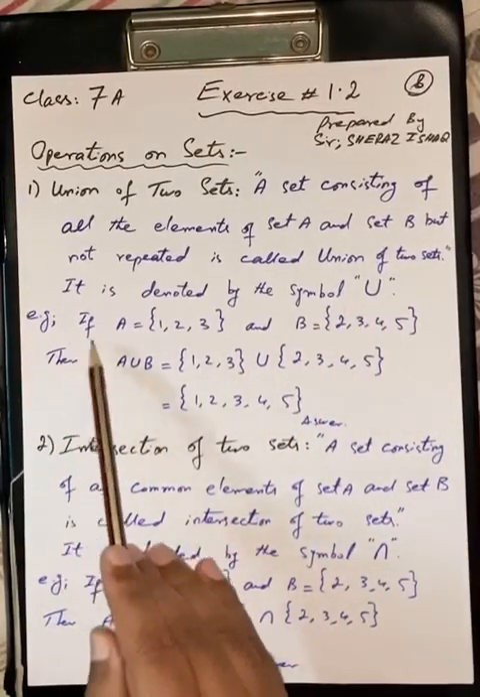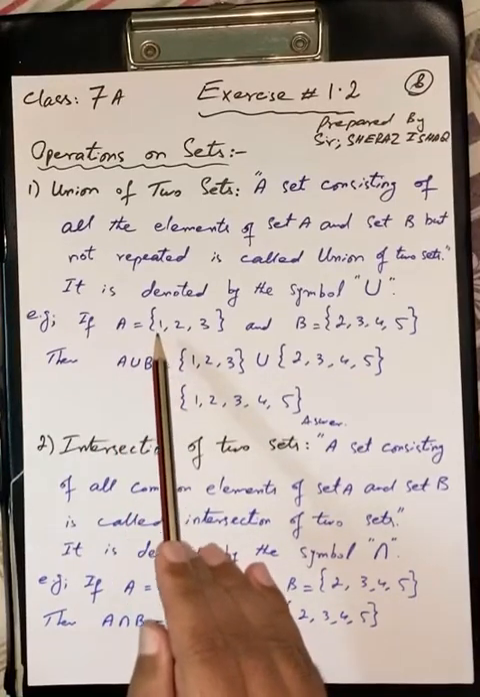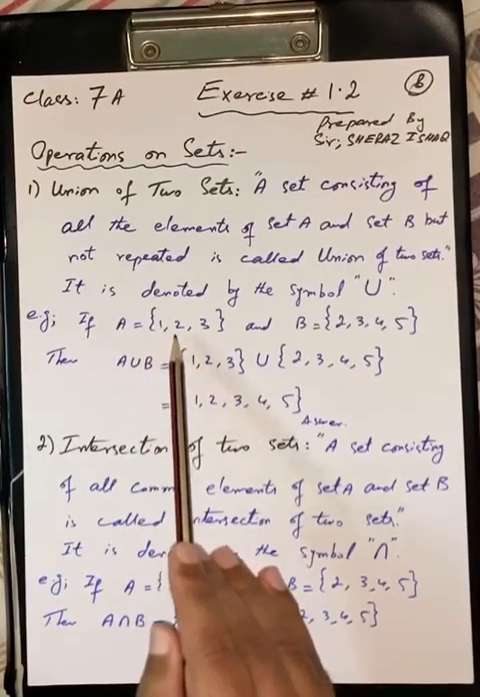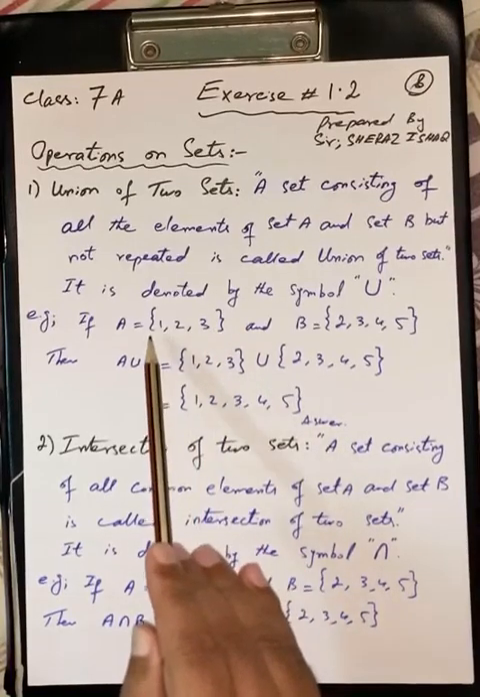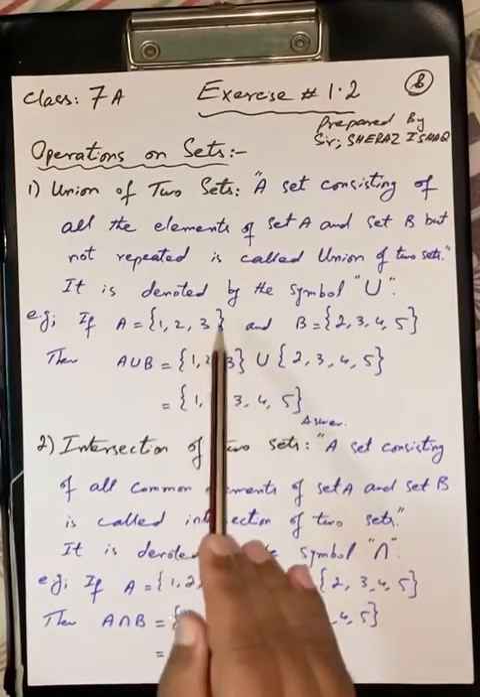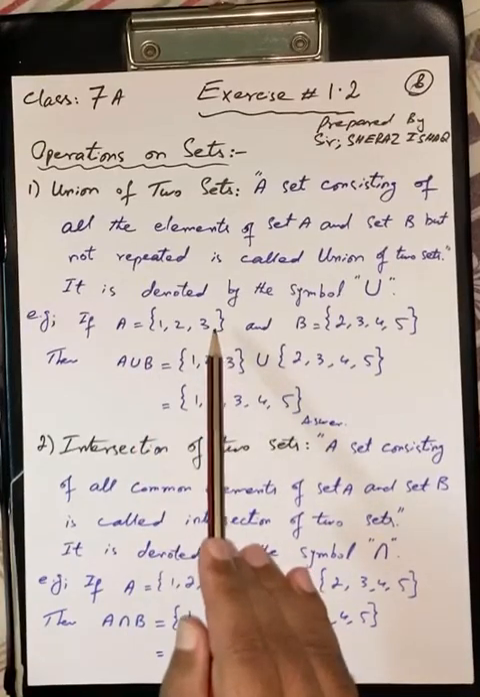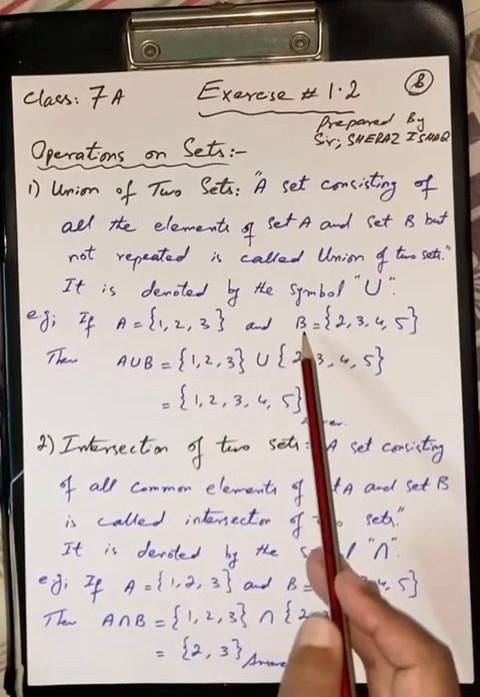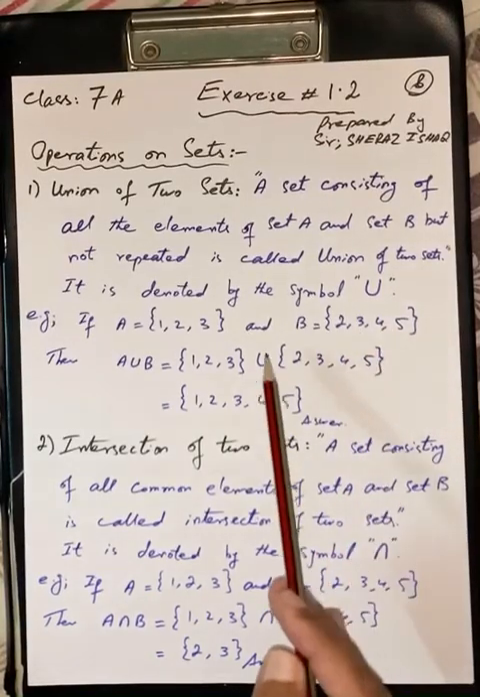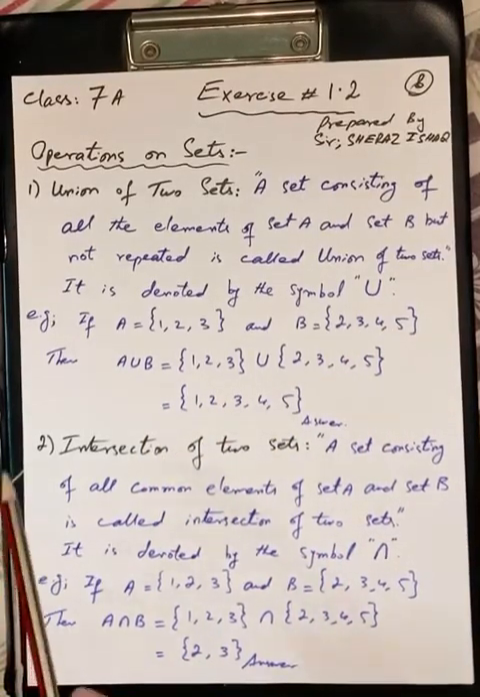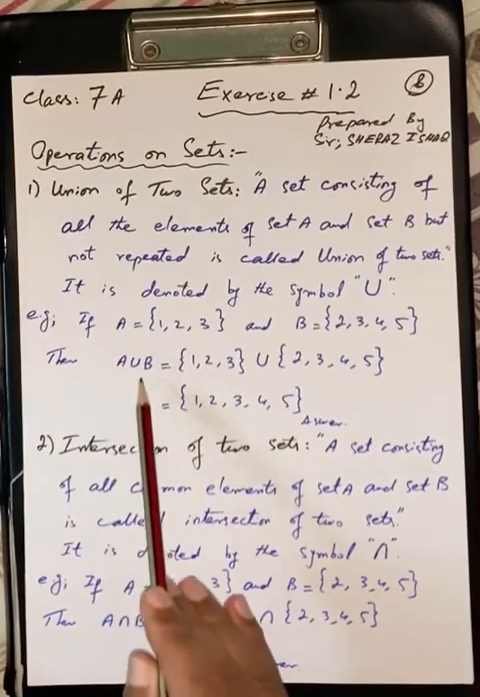For example, set A has the elements 1, 2, 3 enclosed by curly braces. You cannot write parentheses or square brackets, only curly braces. And set B has the elements 2, 3, 4, 5. So I want to find the union of these two sets, A union B.